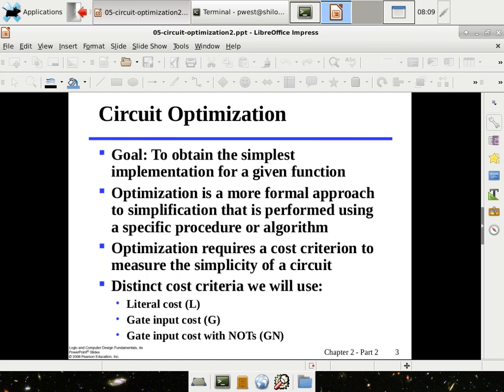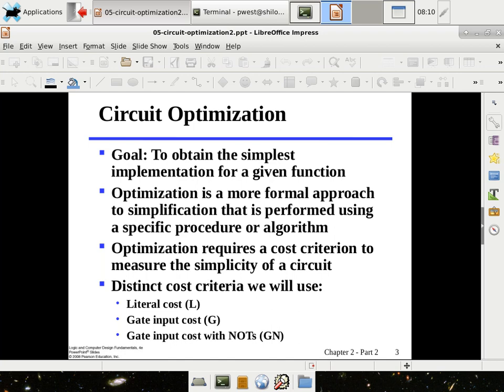So we want to find out, well, first off, maybe you did give us the optimal solution. How can we confirm that? And then if not, how can we determine whether one solution is more optimal than another? And we have different ways of costs, or we evaluate it based on the cost.